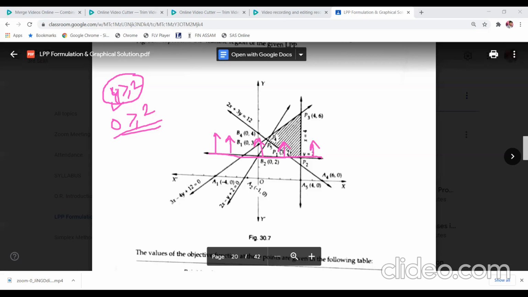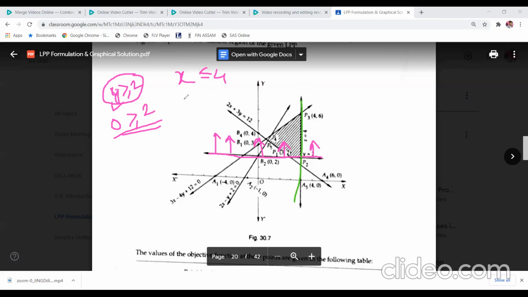Similarly, there was x less than or equal to 4. This was the line, which means x is equal to 4. So x equal to 4 is which line? This line. X equal to 4 is this line.